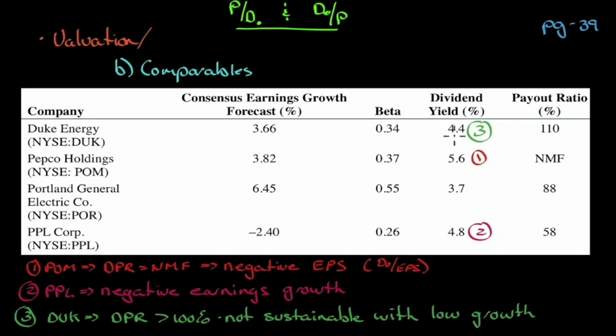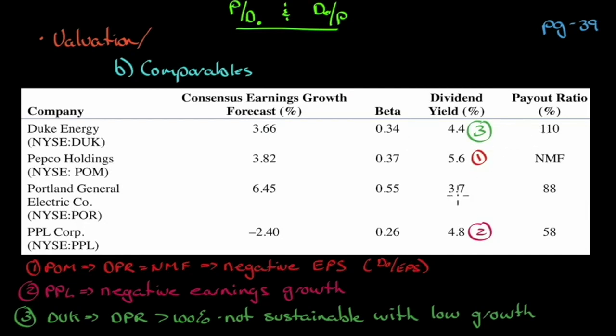Let's look at number 3, 4.4. Is this a clean company? Its payout ratio is greater than 100%. Not sustainable with low growth. Look at its growth, 3.66%. You cannot sustain a 110% payout ratio when you're only growing at 3.66%. Something has to break somewhere.